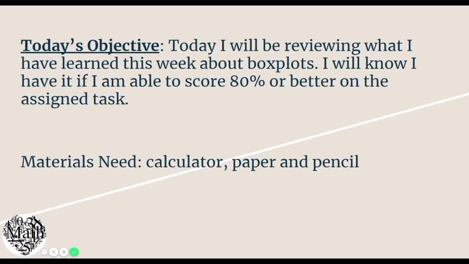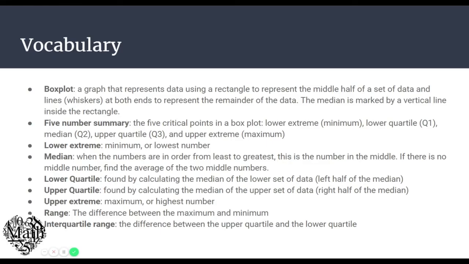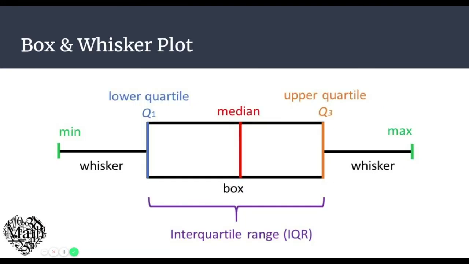So today's objective is that we're going to be reviewing what we have learned this week about box plots. You'll know that you have it if you're able to score 80% or better on the assigned task. You'll need a calculator, paper, and pencil. Again, here's the vocabulary for the week as a review. Here's the pictorial representation as a review.